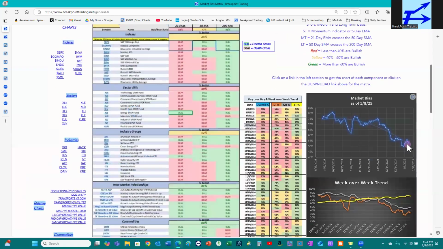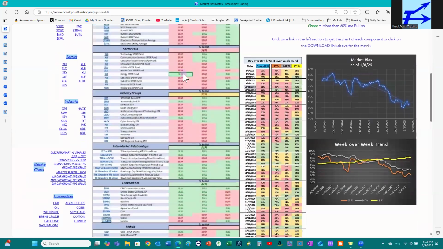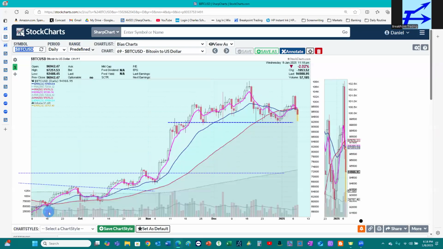You can see we had another day down right there. Only one green one, which was energy, switched on the short term from a bear to a bull. And Bitcoin has switched to bears twice for Bitcoin. So if we look at Bitcoin right here, you can see Bitcoin sold off again today, but bounced back. The whole market bounced back right at the end of the day today. So Bitcoin came back with it.